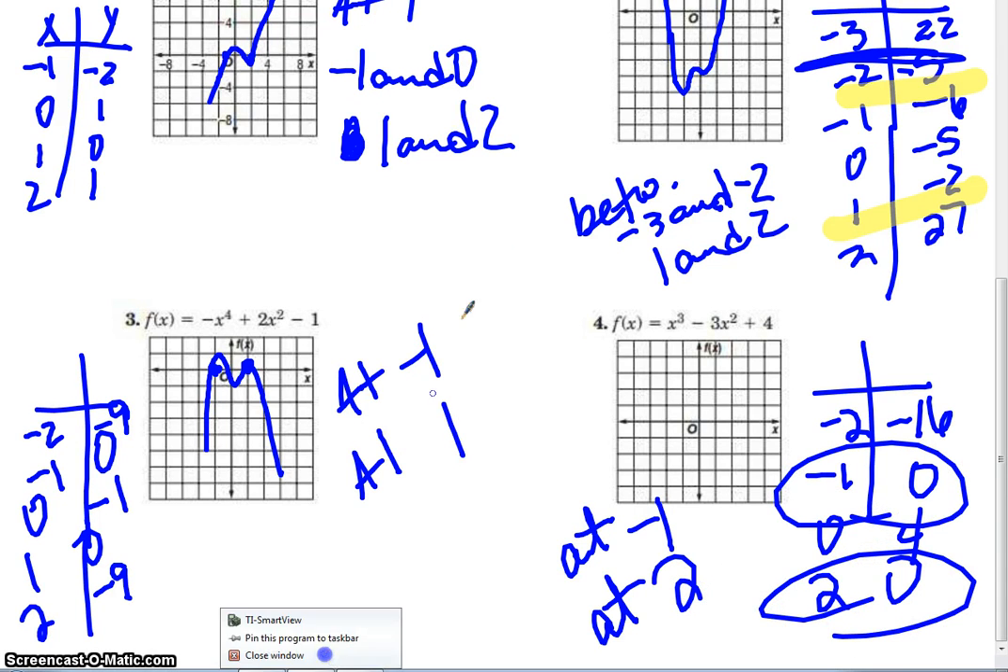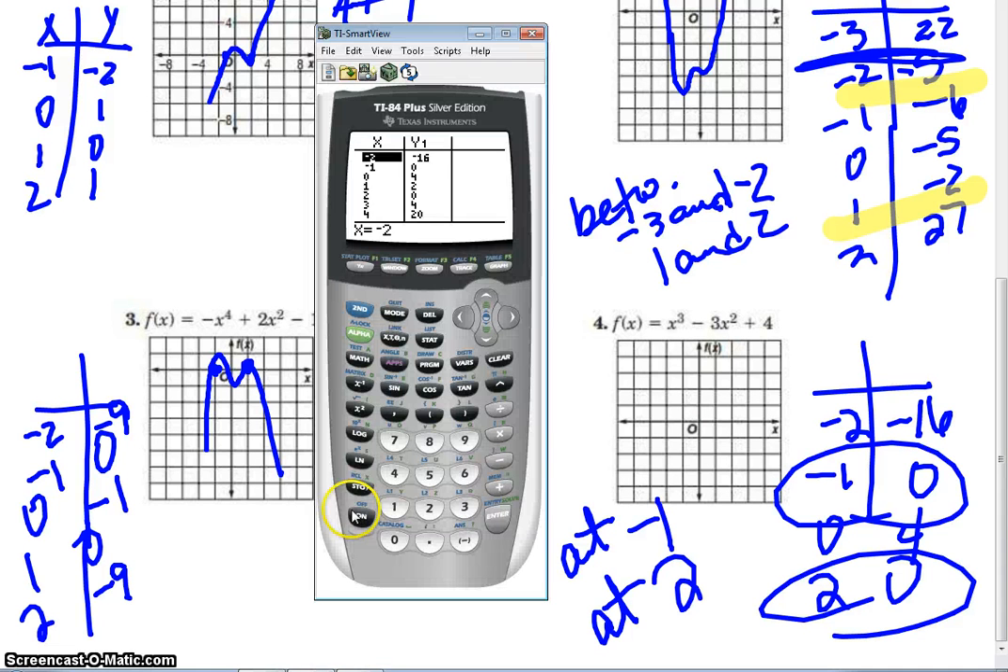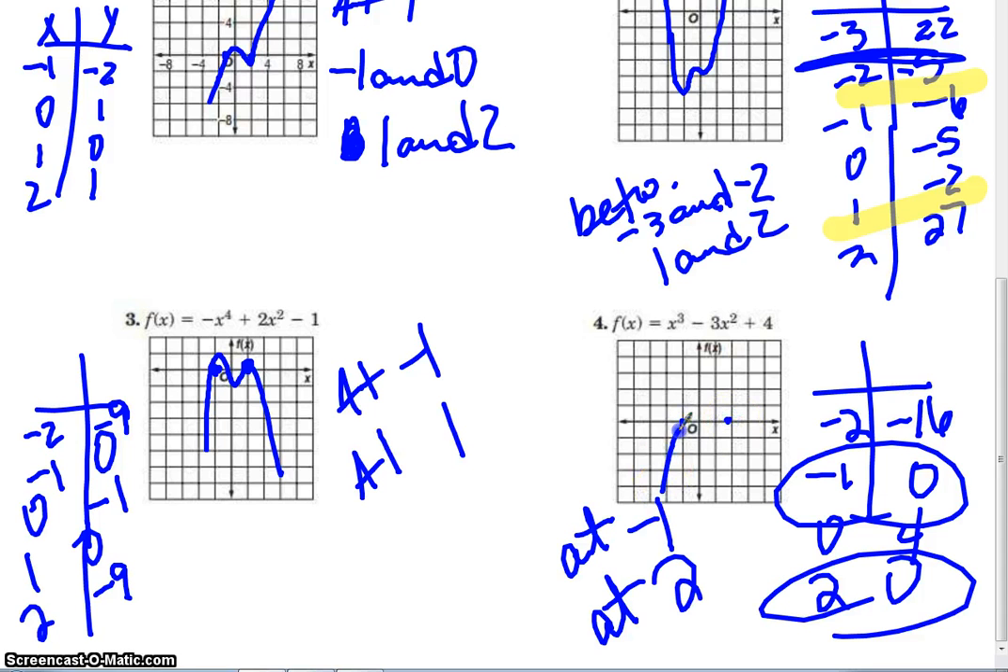You can either plot points or you can look at your graph, go zoom 6, get a basic idea of what it looks like, up, down, up. And it's at -1 and at 2, so up, down, up. That graph is not a good one because I have 3 zeros there, right? It's got to go up, it's got to come down to that point and go back up.